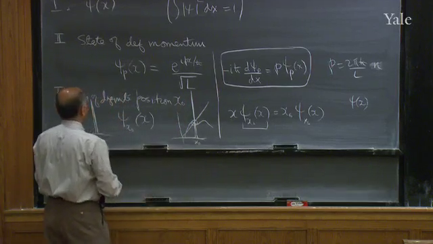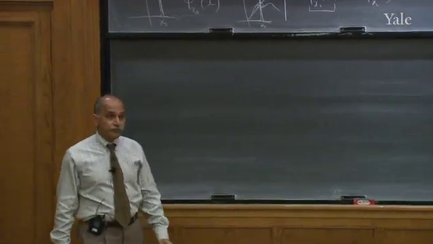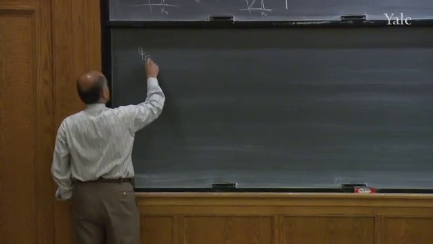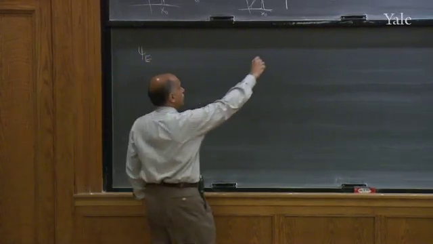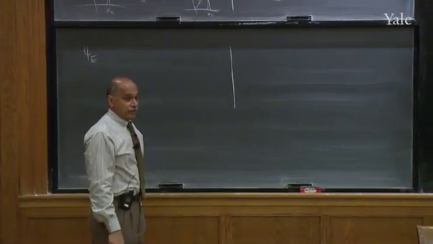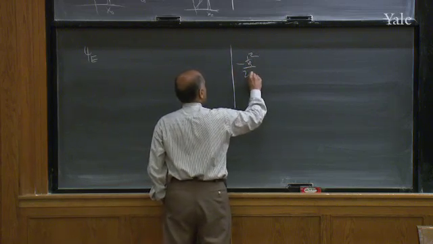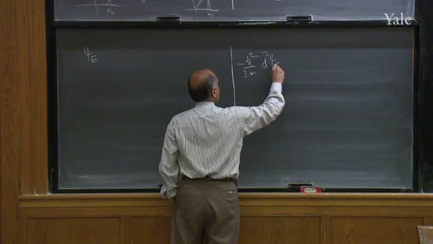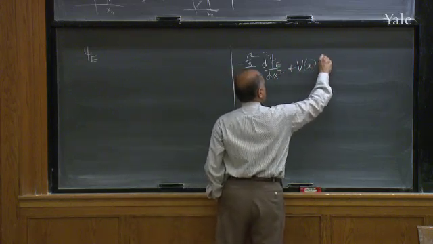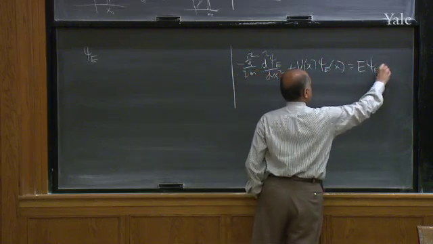Because you can ask the following question. What is the state of definite energy? Well, the state of definite energy, I'm going to write it this way on the right-hand side, is also a solution to some equation. That equation is minus h bar squared over 2m d2 psi e over dx squared plus v of x psi e of x is e times psi e of x.